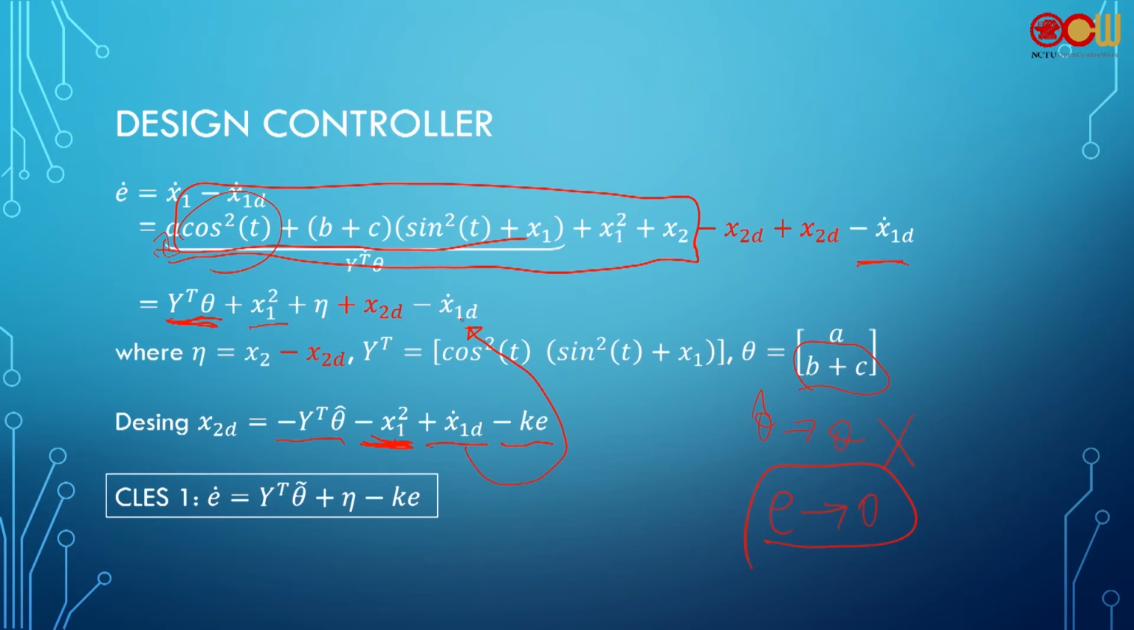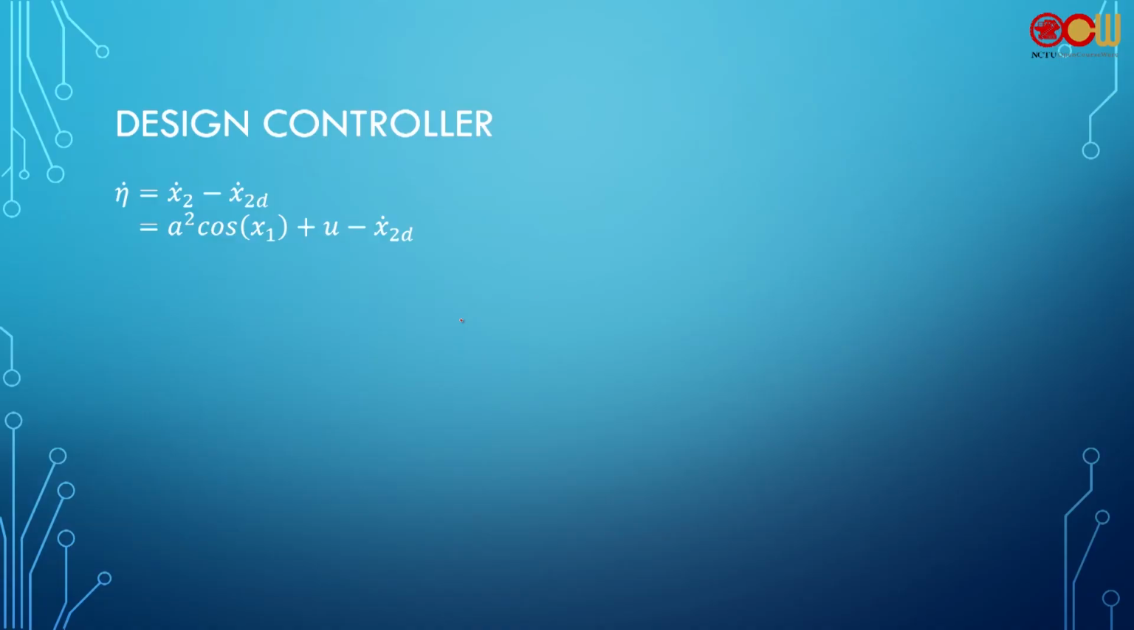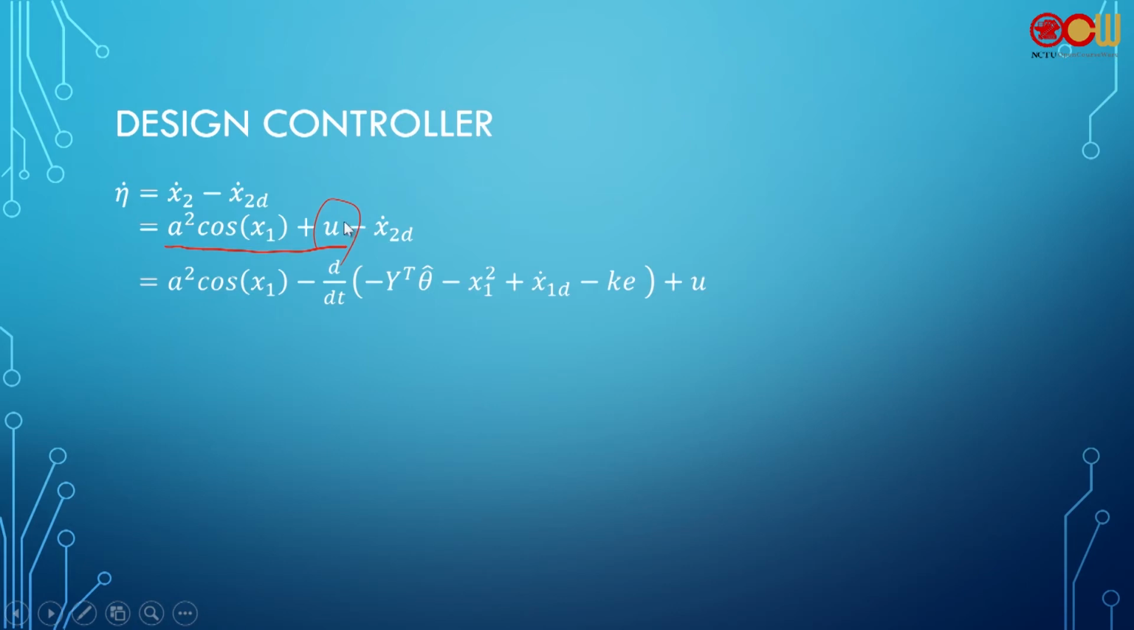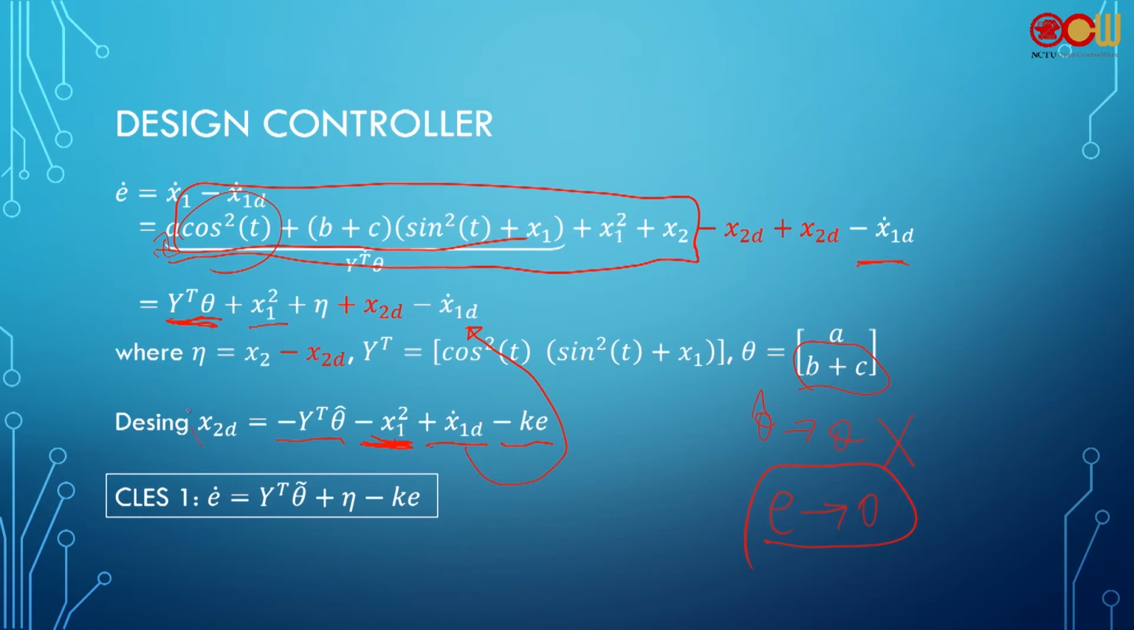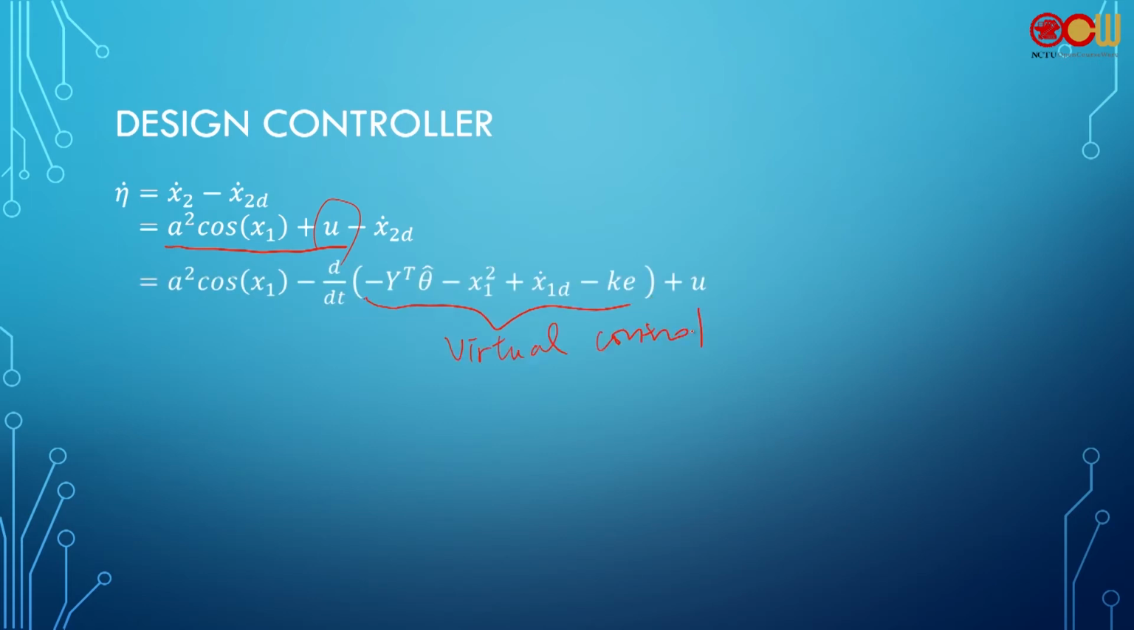So let me write down the closed-loop error system 1. For the second system, we use eta, and eta dot is equal to x2 dot minus x2d dot. And x2 dot is given by the problem, which is this part, where you can see the control input u. This is the open-loop dynamics. Then you design the physical control input u. And this is x2d dot, which is the virtual control from the previous system. You take the time derivative of x2d and obtain x2d dot.